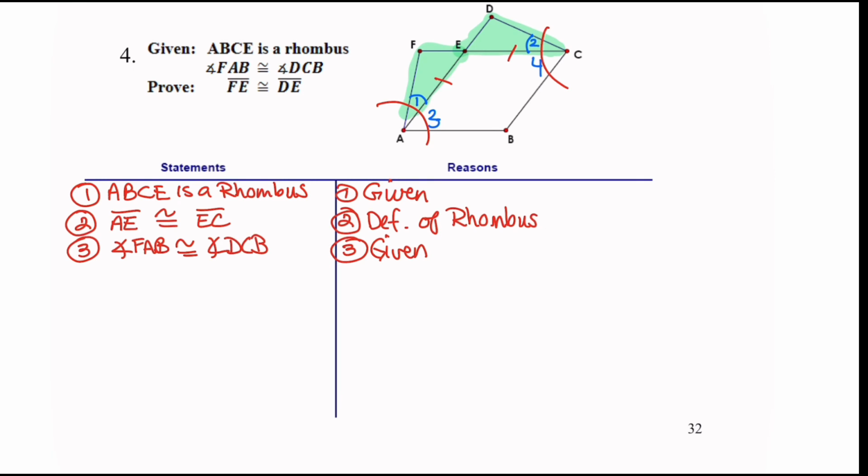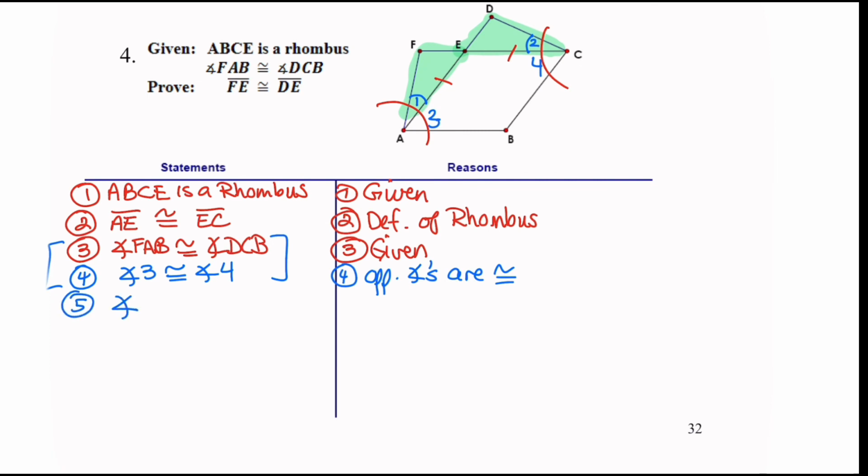We know that angles 3 and 4 are opposite angles that are congruent, because it's a rhombus. Now, if I were to subtract angle 3 from angle FAB and angle 4 from DCB, what I'm going to get is angles 1 and 2. So angle 1 is congruent to angle 2 by subtraction.